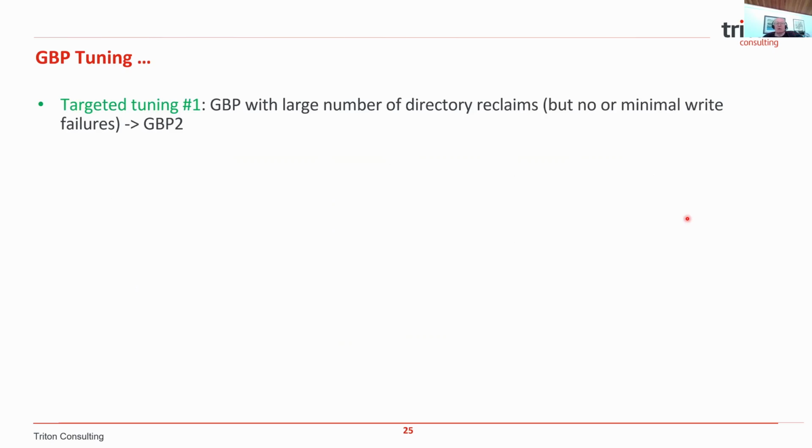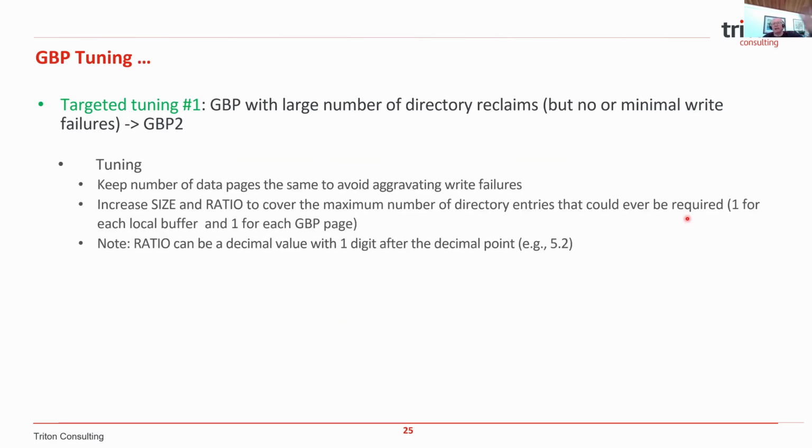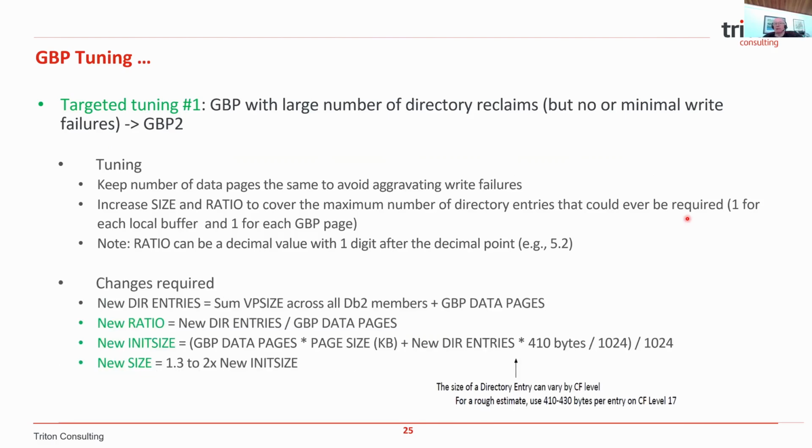I'll have to paraphrase because of time here. What I've got here is some targeted tuning. The first one is if the group buffer pool has a large number of directory entry reclaims, but there are no write failures. On slide 25 is my advice on tuning and what the action should be. So I'll leave you to study that later.